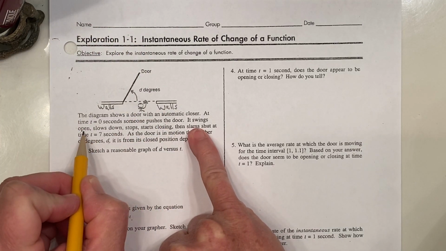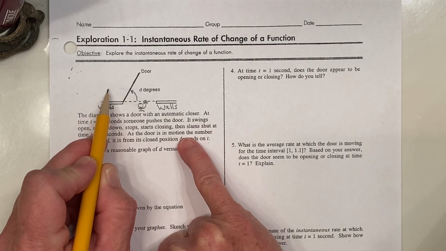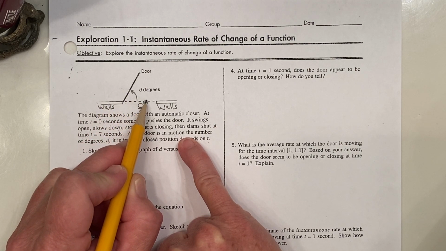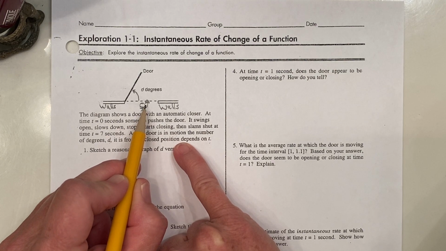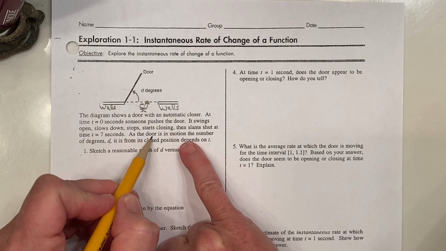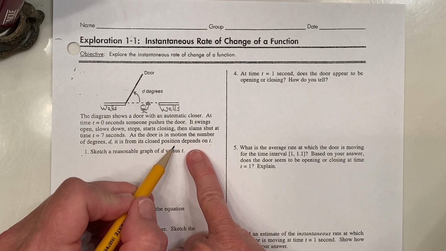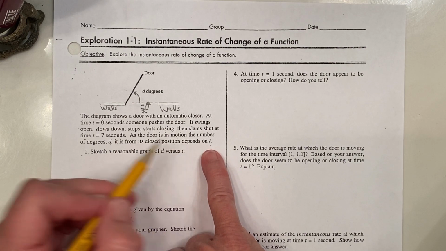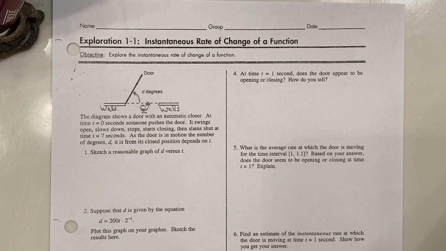Okay, the door swings open. It slows down, stops, starts closing, and then at 7 seconds, it slams shut. So we know that 7 seconds is the total time that this door has gone open before it returns closed. As the door is in motion, the number of degrees, lowercase d, it is from its closed position depends upon time, lowercase t. A good thing to do to get into a problem is to think about the independent and dependent quantities, the variables that represent those, and also the units that represent those quantities.